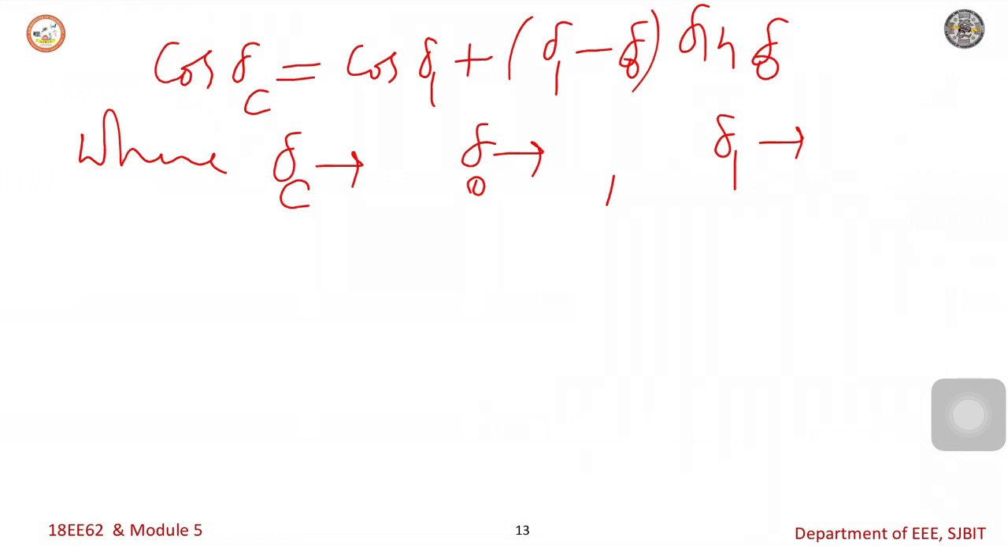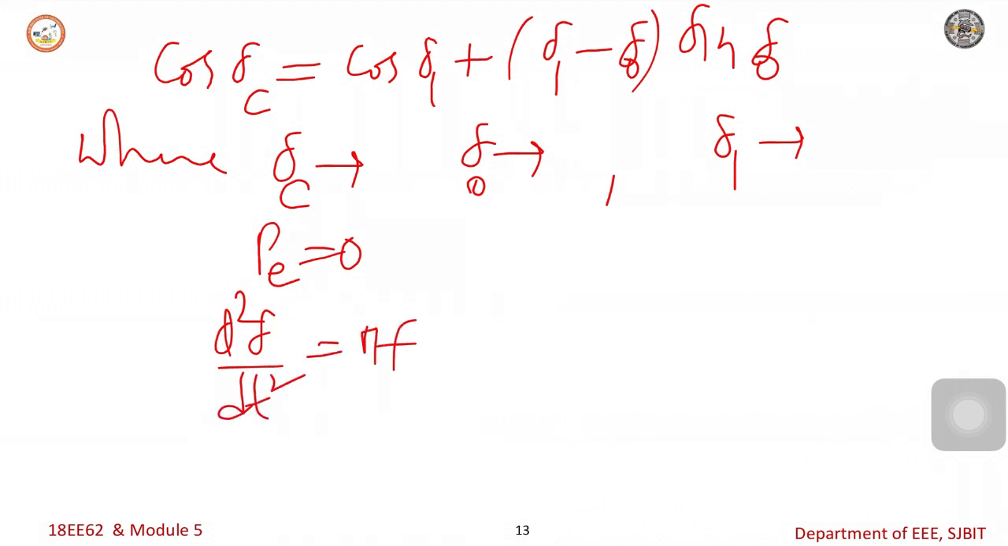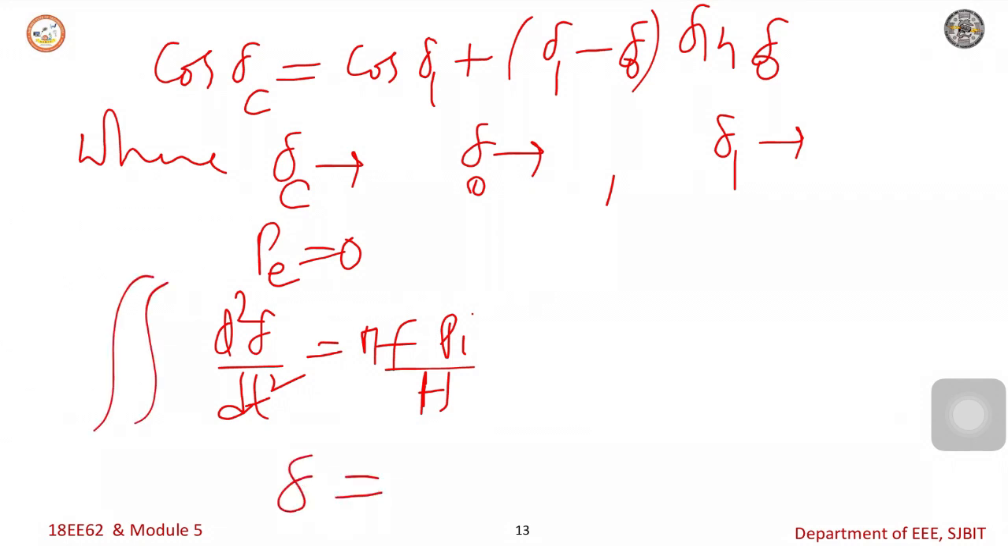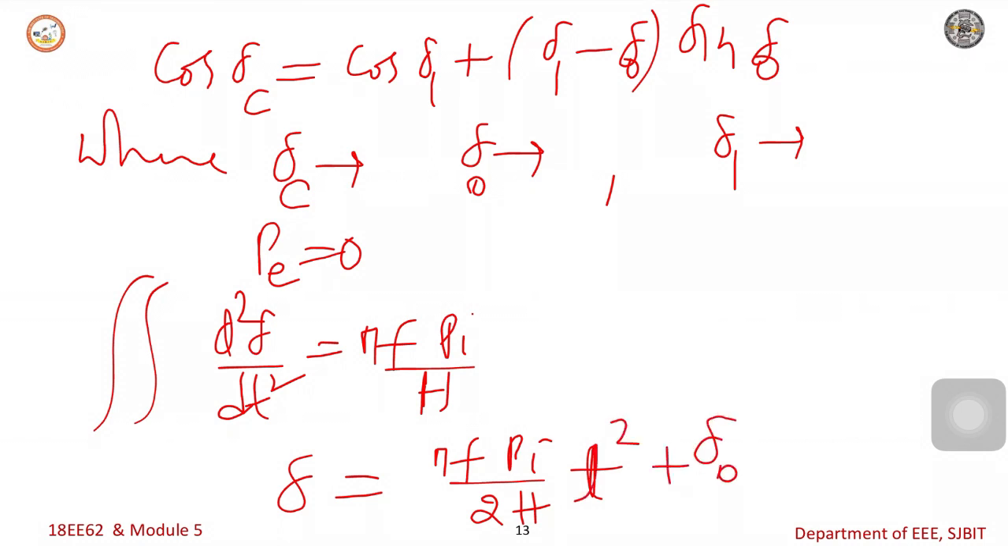For a three-phase fault with Pe equal to 0, d square delta over dt square is equal to pi f over H times Pm, that is the swing equation. Integrating the above equation twice, and utilizing the fact that d delta over dt is 0 for the stable condition, we get delta is equal to pi f Pm over 2H t square plus delta naught.